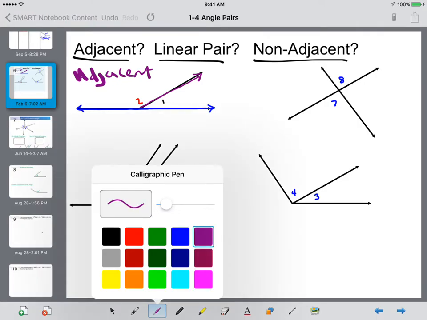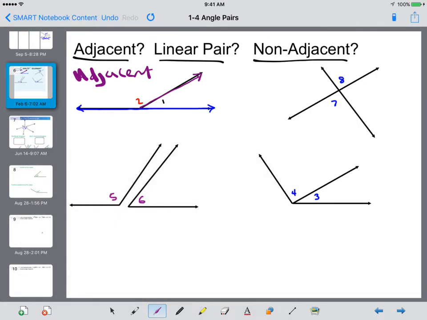I'm going to make this thicker a little bit. They're definitely adjacent. Now the question is, are they a linear pair? Well, a linear pair happens when they are both along the same line. So from this side of the line all the way to the other is where angle 1 and 2 lie. So they are also a linear pair.